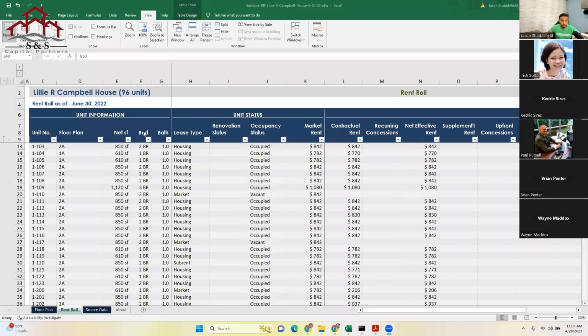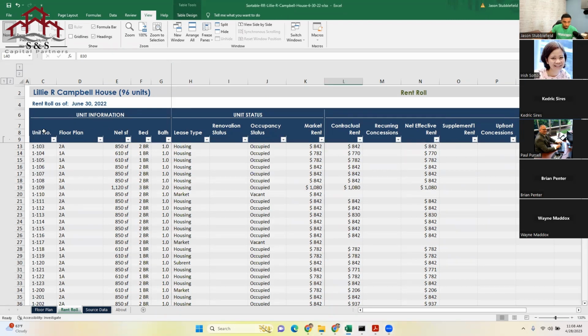Right. So this is a rent roll as of June 30th, 2022. Rent rolls will always be for a specific date, right? So it's a snapshot of some moment in time of when that property sent you the rent roll. In this instance, it's from June 30th, 2022.